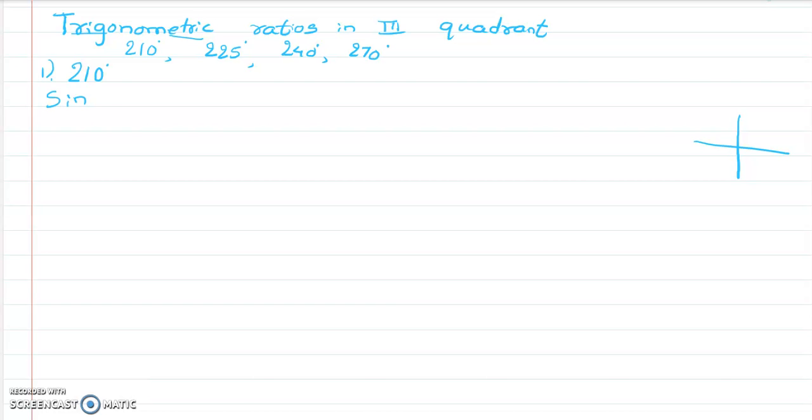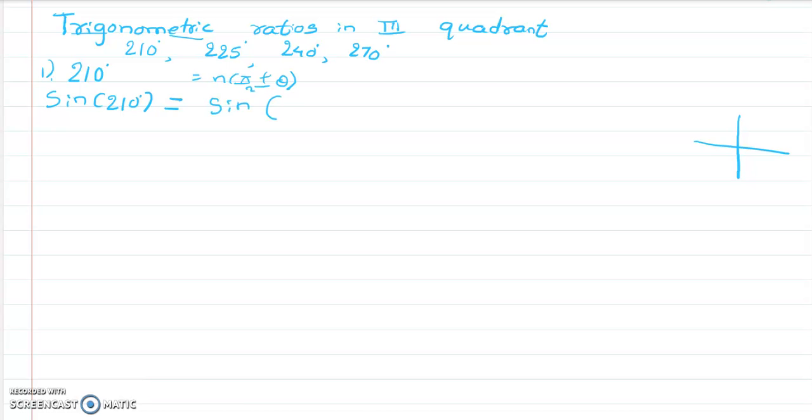Sine of 210 degree. You know how we express 210 as a multiple of 90 degree, n pi by 2 plus or minus theta. Here also there are two ways. Either you can write it as 180 plus 30 or 270 minus 60. Whichever is easy, that you can consider.